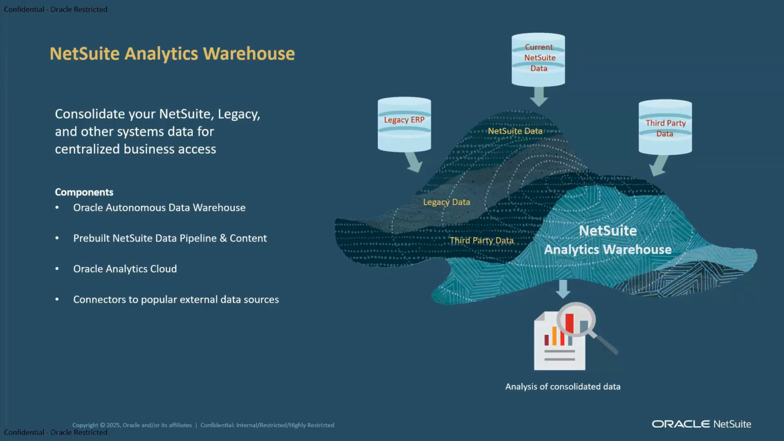But when we think about the analytic warehouse, this is really the four components that make it up: the data warehouse, the data pipeline, the BI tool, which is the Oracle Analytic Cloud, and then the connectors.